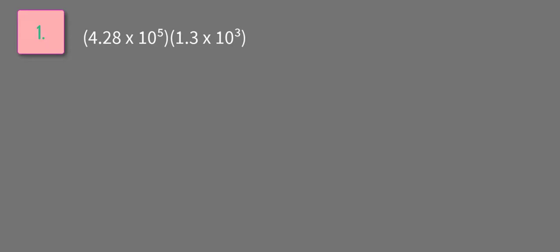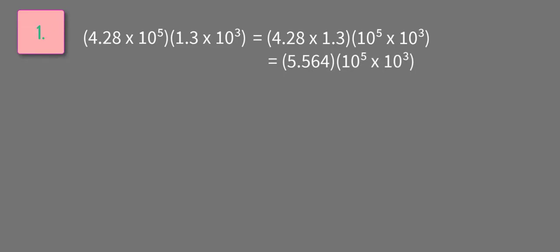So remember, collect the numerical terms first. 4.28 times 1.3 times 10 to the 5th times 10 cubed. Now 4.28 times 1.3 is 5.564. And then 10 to the 5th times 10 cubed, same base of 10, multiplication, so we add the exponents. So this would be times 10 to the 8th.